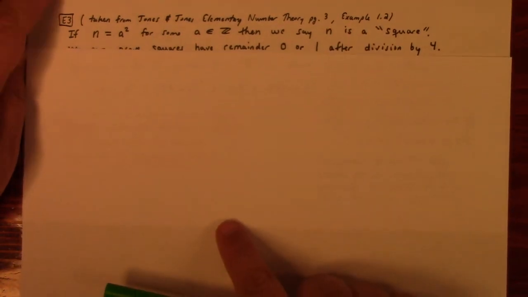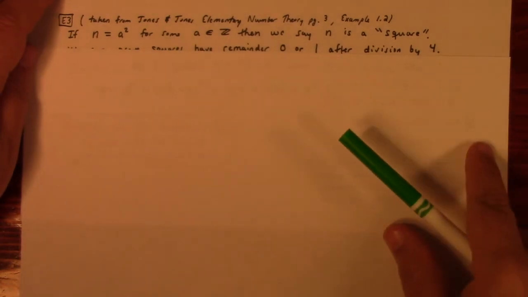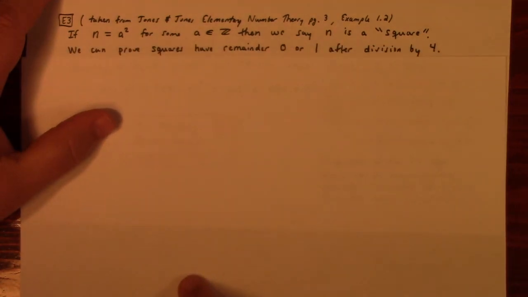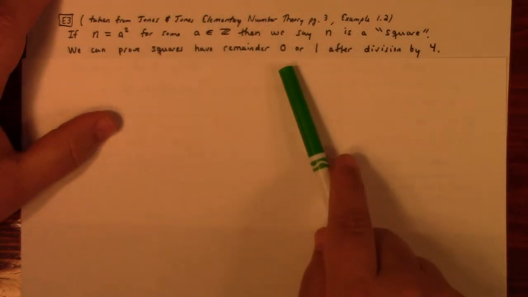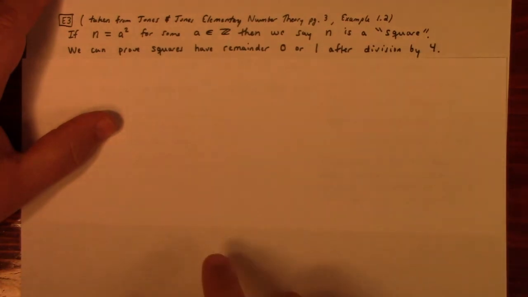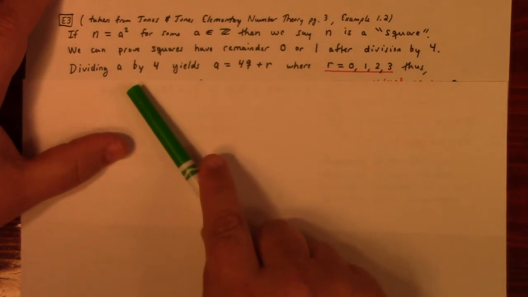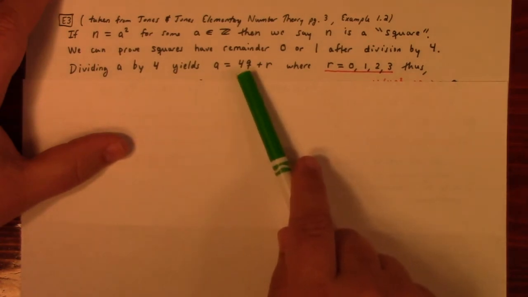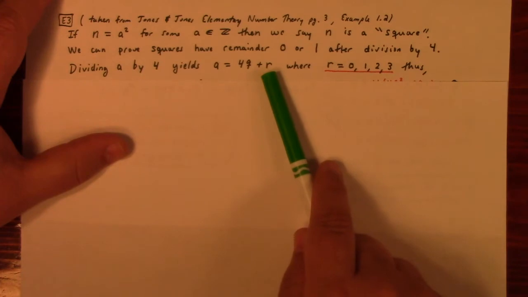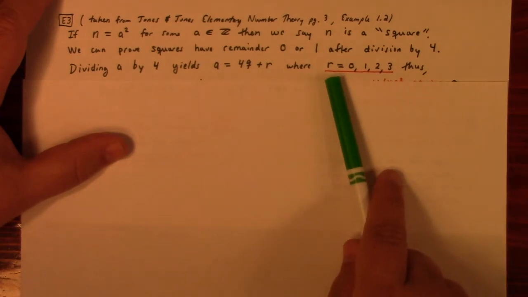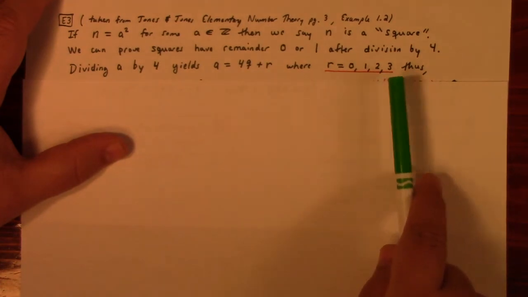But anyway, if n is equal to a squared for some integer a, then we say n is a square. Okay, great. So we can prove that squares either have remainder 0 or 1 after division by 4. Let's see how. Okay. Dividing a by 4, the division algorithm gives us a is equal to 4q plus r, right? And the remainder has to be less than the dividing number in magnitude, right? So if we're dividing by 4, our remainder is either 0, 1, 2, or 3.